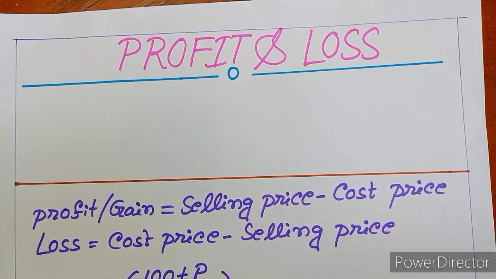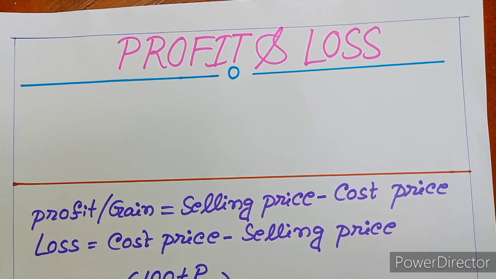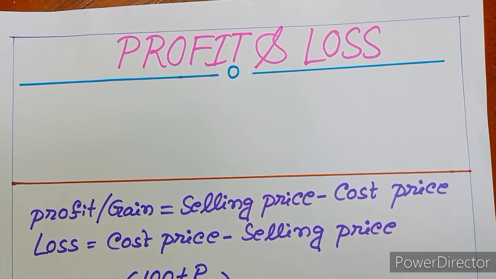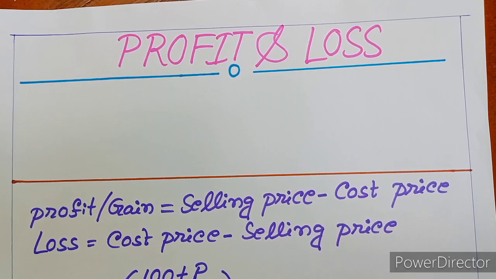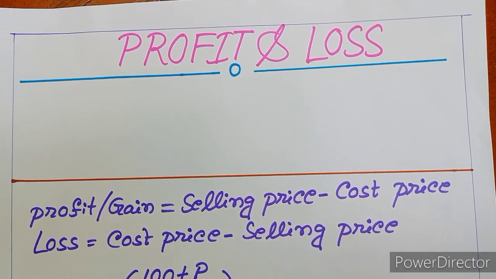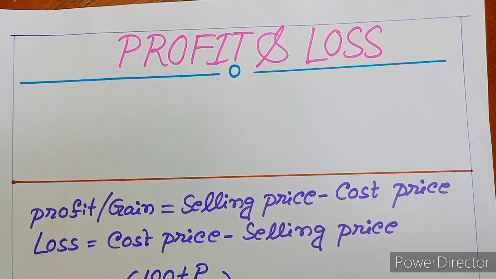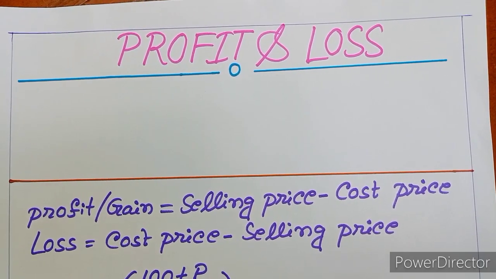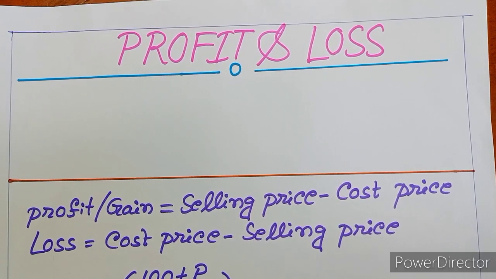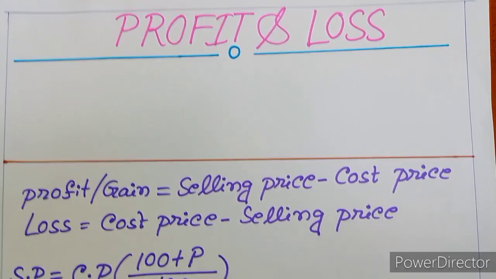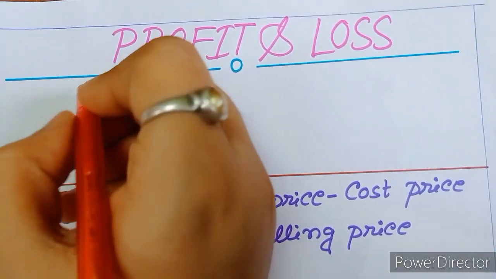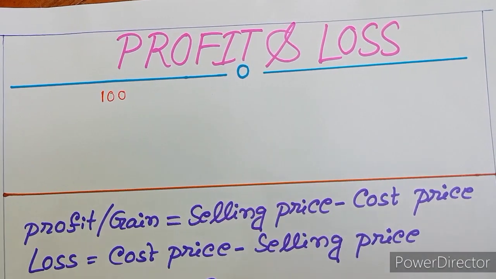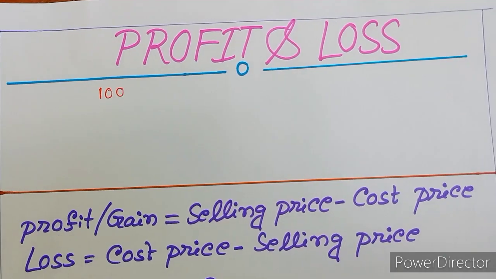What is cost price? The price at which an article is purchased is called the cost price. And what is selling price? The price at which an article is sold is called the selling price. When selling price is greater than the cost price, then it's profit, and when selling price is less than the cost price, it's loss.